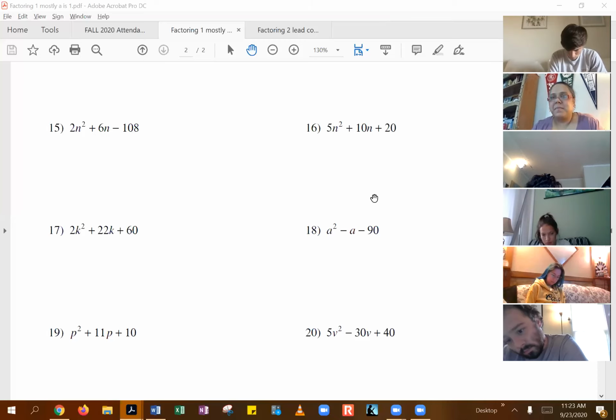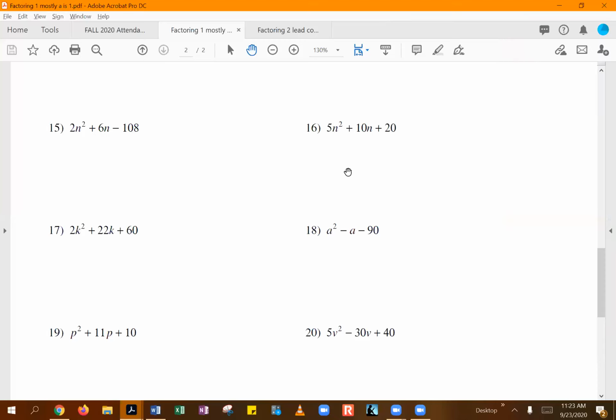So for 16, I factored out the 5 first. Then I'm left with n squared plus 2n plus 4. And then I factored n squared plus 2n plus 4, which is n plus 2 outside and n plus 2. Yeah, because that's a perfect square trinomial. Hold on a second. You said just n plus 2 and n plus 2? No, I did two of them, the n plus 2 and n plus 2, I believe.